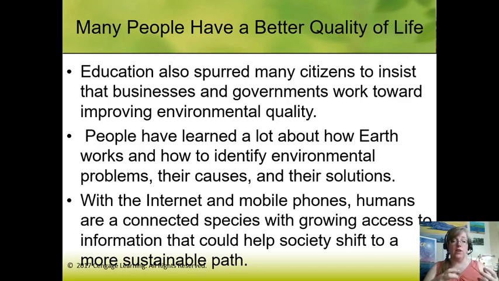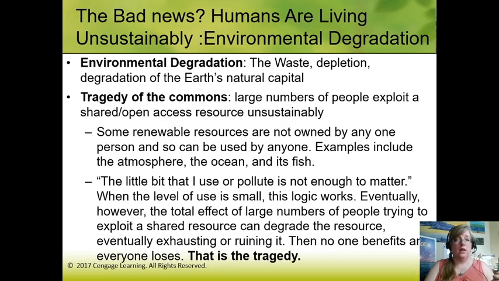Okay, and then with the internet and mobile phones, the humans are a connected species. We're growing access to information that could help a society shift to a more sustainable path. The more people are talking about it and planning it and making plans for it, the more possible that a sustainable future can happen. Okay, but of course, it wouldn't be environmentalist if we didn't have bad news.